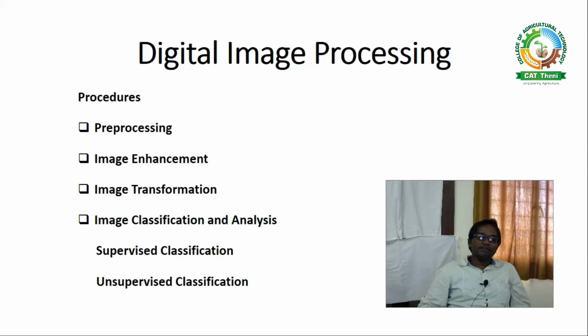Then the second procedure in the digital image processing is image enhancement. Image enhancement is the process to improve the imagery. Image enhancement can be done in two ways. One is spatial filtering. Another one is contrast stretching.